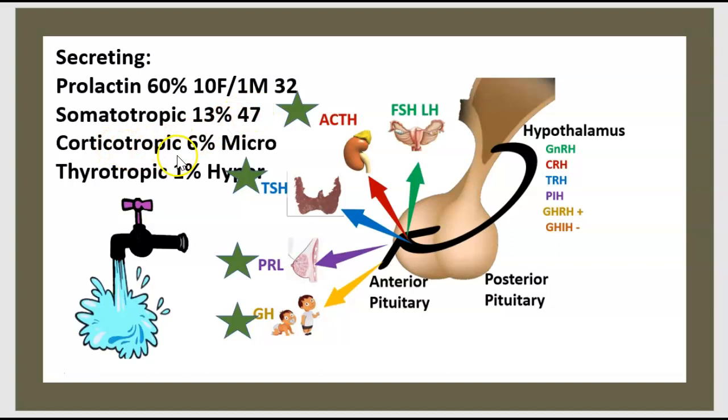The third one is corticotropic tumor. It's around 6%, and most of them are microadenoma. The last one is thyrotropic tumor, which is 1%, and most of the time they cause hyperthyroidism.